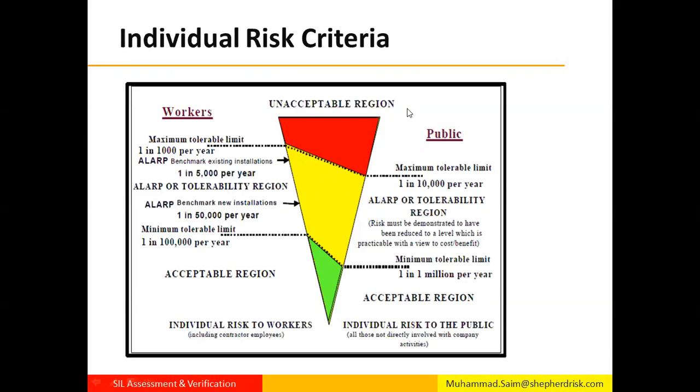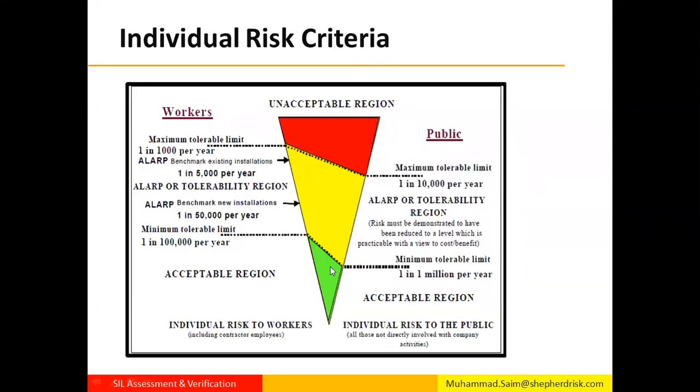This is a typical or most widely used criteria based on UK HSC risk acceptance criteria, which is the upper limit of risk to a worker is 1 in 1,000 per year. Beyond this value, the risk is unacceptable. And the acceptable region is below 1 in 100,000 per year. So between the two, the minimum and the upper region is the allowed region.